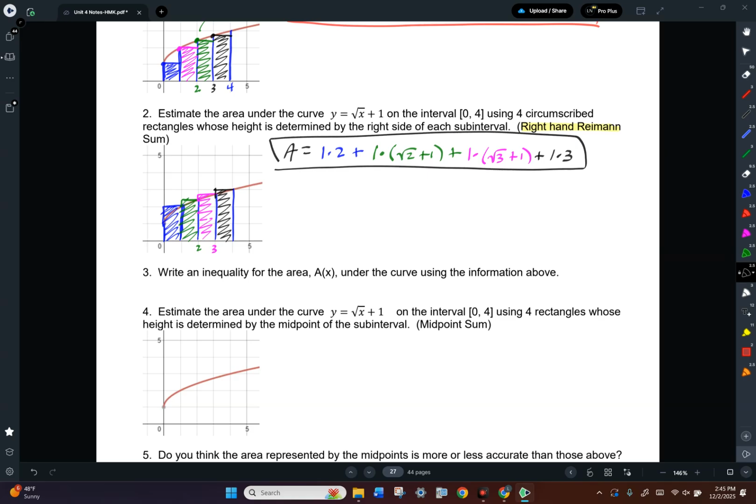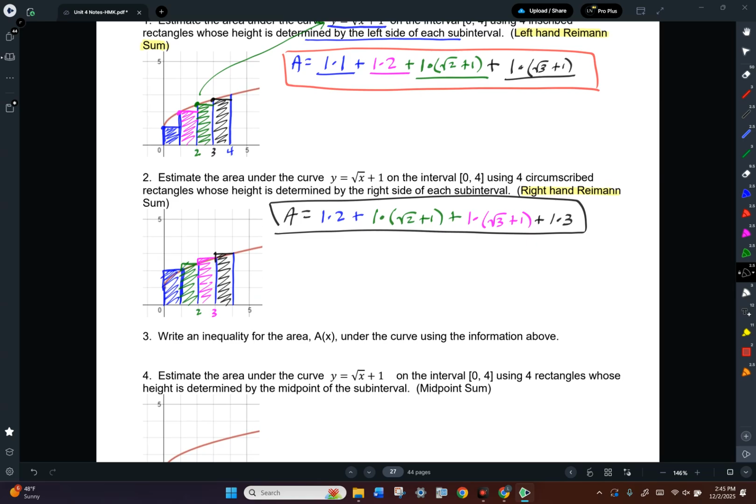Now, if you look at these pictures, you can tell just by looking at what we've drawn. The first one, the left-hand Riemann sum, and by the way, let's just use notation LRS for left-hand Riemann sum. Notice that the area of the rectangles is actually less than the actual area I'm looking for. But on number 2, the right-hand Riemann sum, that one is a little bit too much, right? Those rectangles go over the actual curve.